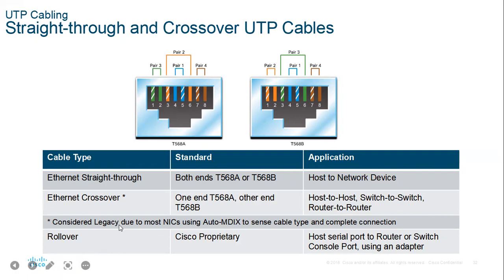This is considered legacy due to most NICs using Auto-MDIX to sense cable types and complete the connection. Like I told you, most of these new devices don't care, but make sure that you follow at least one of the standards, whether you're doing crossover or straight through. You say straight through when it's a different device type, and crossover when it's the same device type. So you just do a check there.